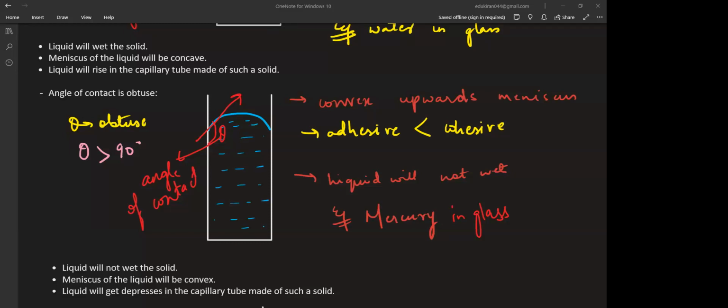Yes, in the last point, liquid will rise in the capillary tube made of such a solid. Yes, Harsha? Could you explain the last point? Liquid will rise in the capillary tube. This I will explain in capillarity. We have not started capillarity, no? That's what I was saying. These two last points, this one and this one, I'll explain after this. Okay.